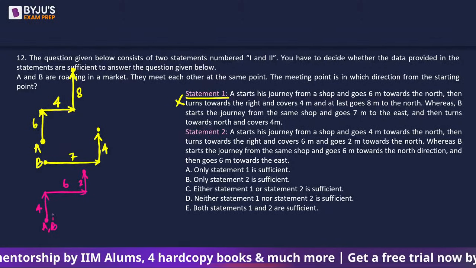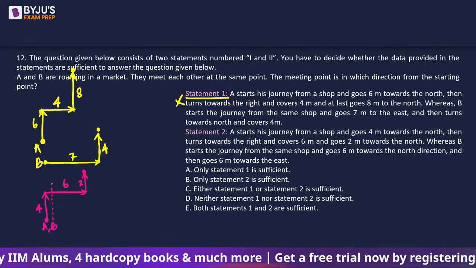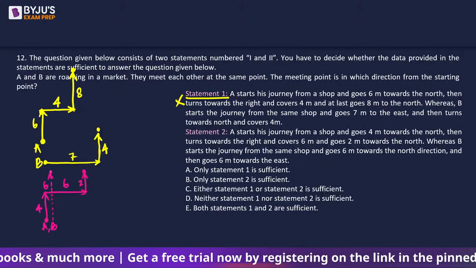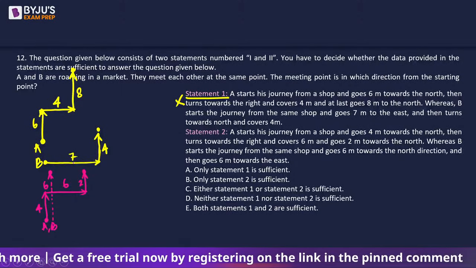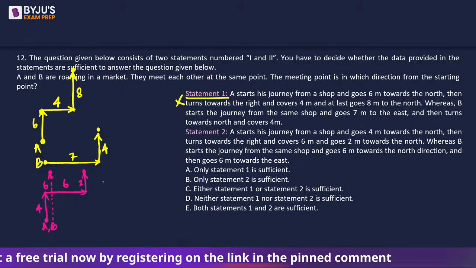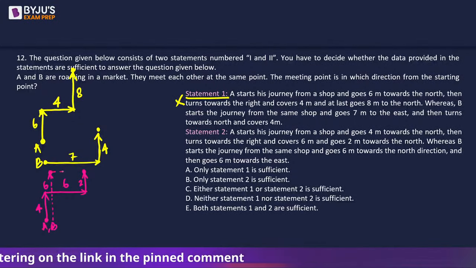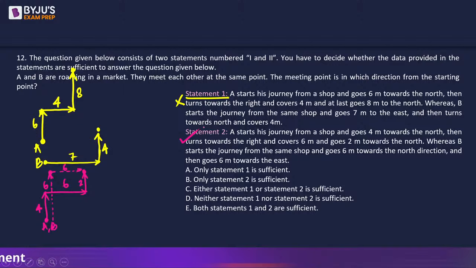Whereas B starts the journey from the same shop, goes 6 meters towards the north. Okay, so I will draw a dotted line for B. So he goes 6 meters here. So it reaches the same horizontal point as A's destination, and go 6 meters towards the north and then go 6 meters towards the east. Okay, this makes sense. So A and B, they meet in this case. They start from the same point, it's given in the statements. They meet at the same point as given.